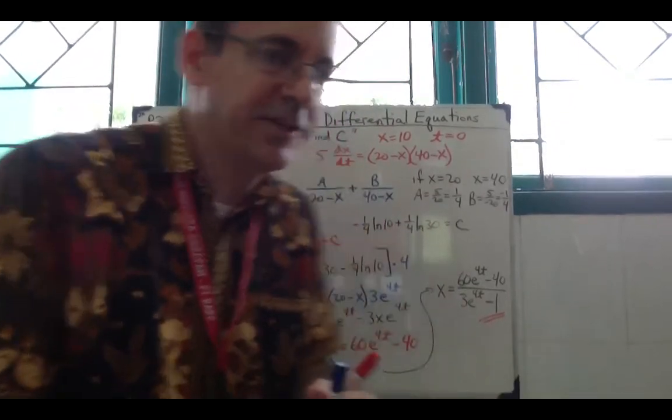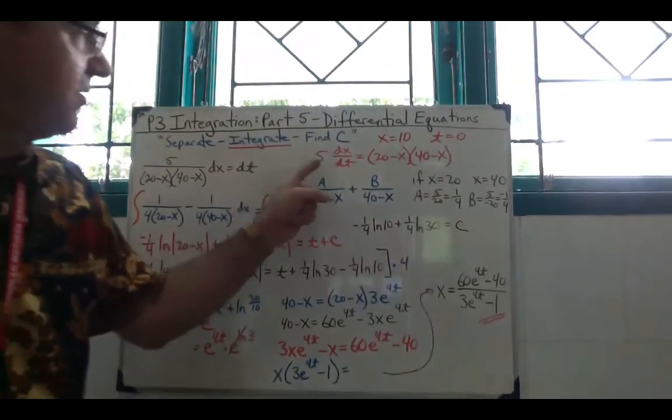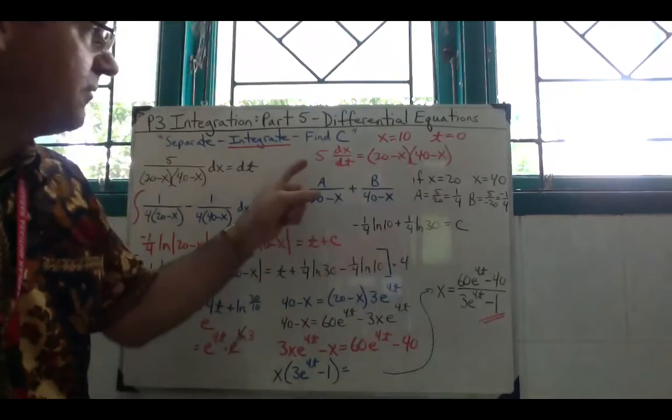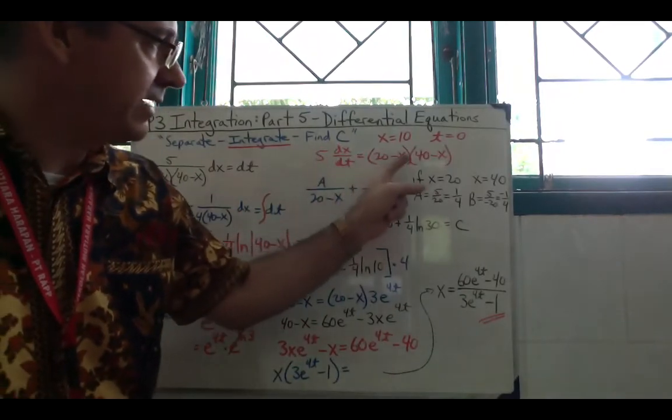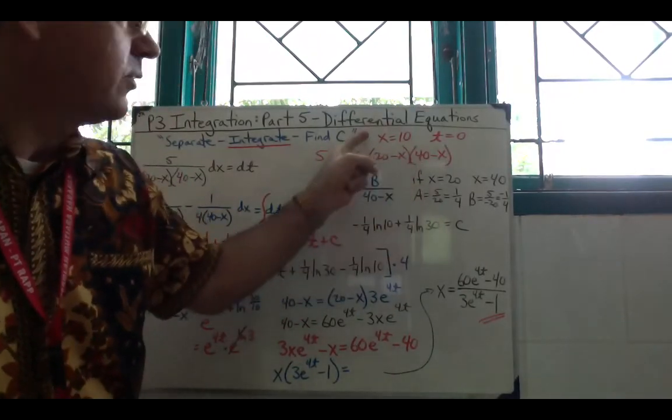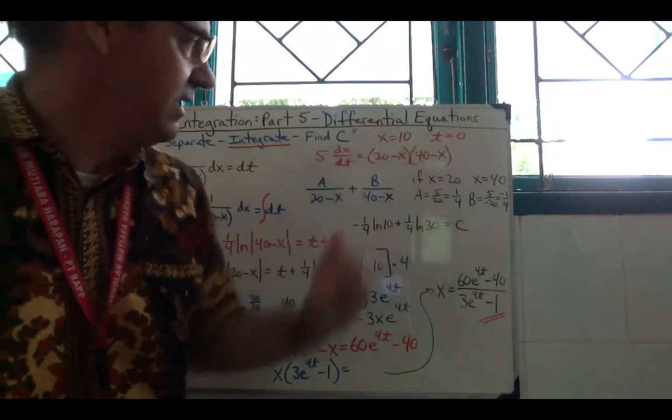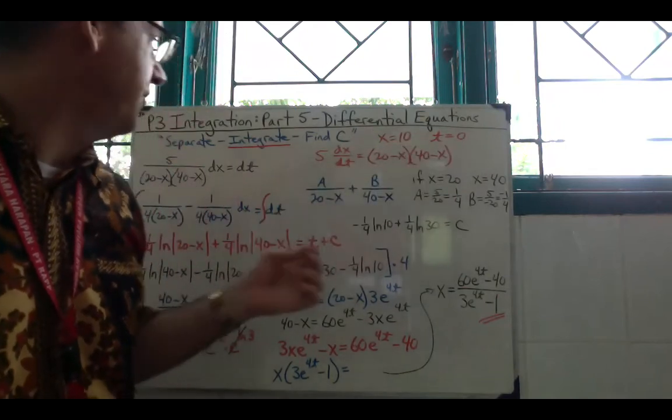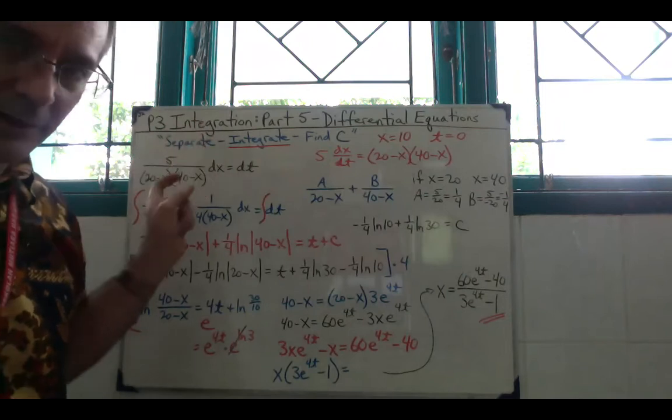And let's get started here. So here is the equation that they gave us: 5 dx/dt equals (20 minus x) times (40 minus x). When x equals 10, t equals 0. So the first thing we want to do is separate.